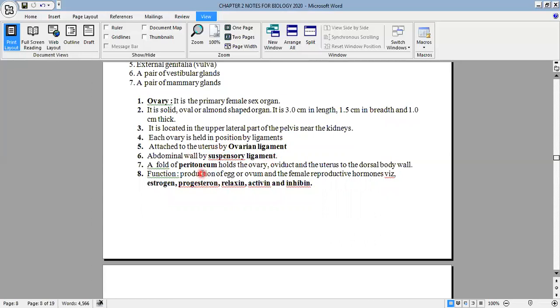Now here again we come across the term peritoneum. So peritoneum of ovary will be holding the ovary, oviduct and the uterus to the dorsal body wall.